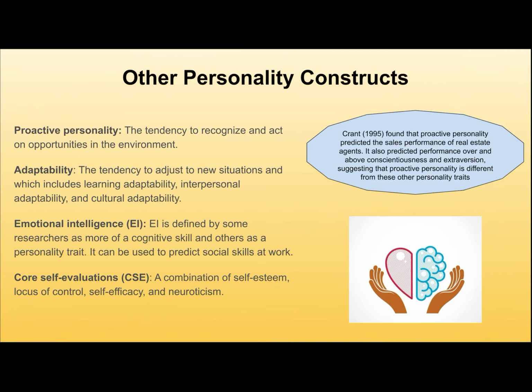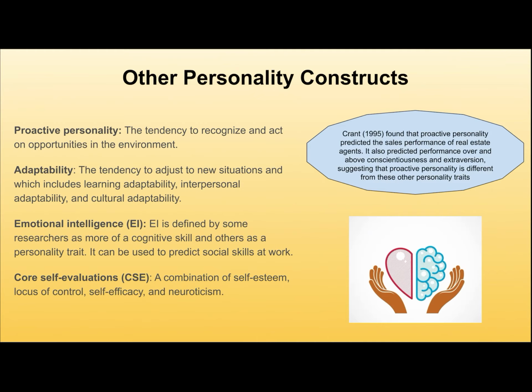Emotional intelligence is more of a cognitive skill, although it does involve personality a little bit. It can be used to predict social skills at work, which is very important, as we talked about in the last chapter about the context-based tasks, right? When you're doing things that make you get along well with others at work, emotional intelligence is very important. And finally, core self-evaluations. That's sort of like what you think about yourself, your self-esteem, your locus of control, self-efficacy, how well you can assess yourself and handle your own personality.